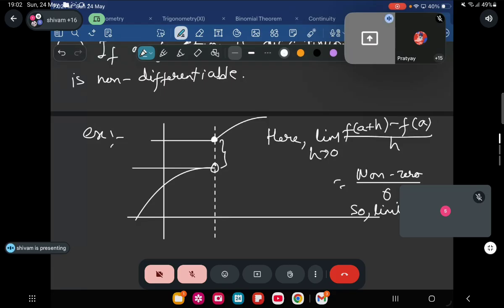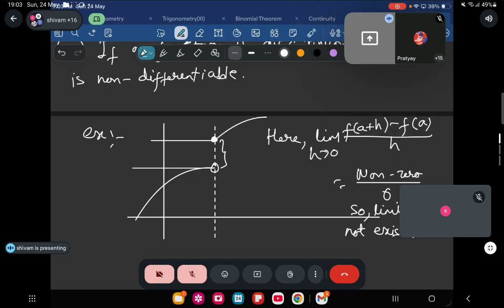H tends to 0 plus and 0 minus. Yes, both the limits should exist, only then is the function continuous. So the limit does not exist. That's why I took h tending to 0, not specifically 0 plus or 0 minus. So the limit does not exist.